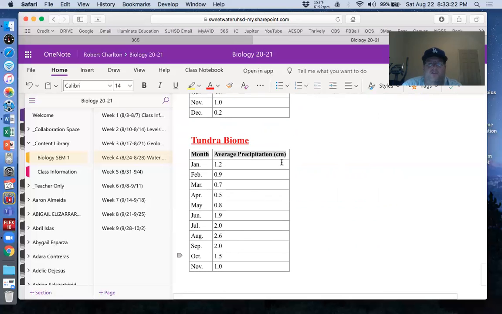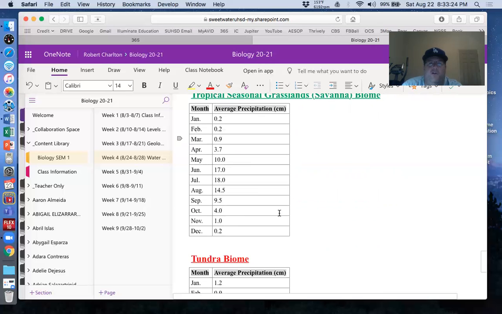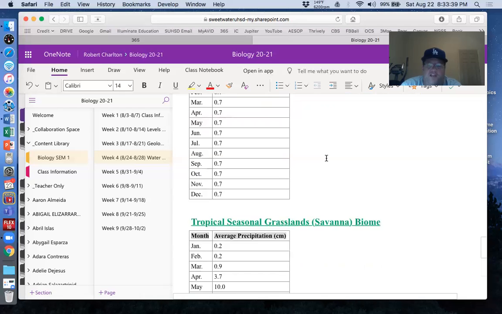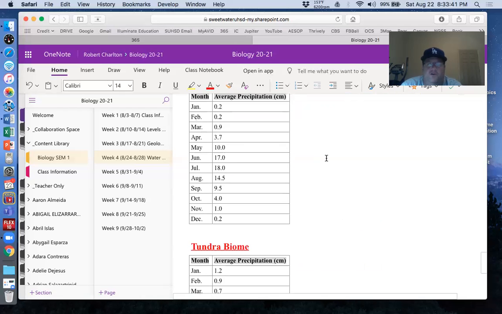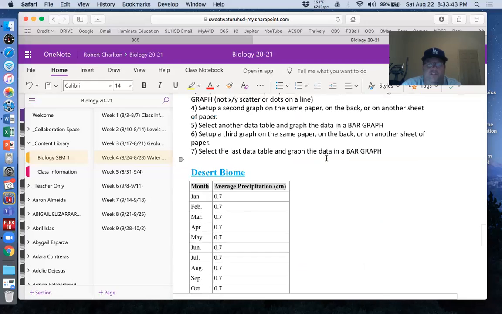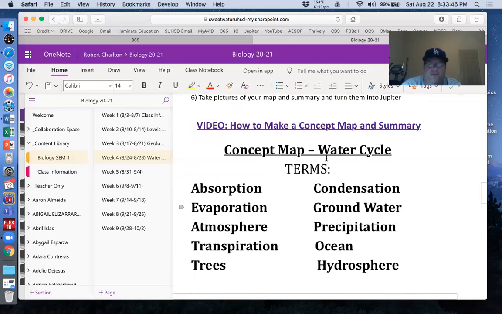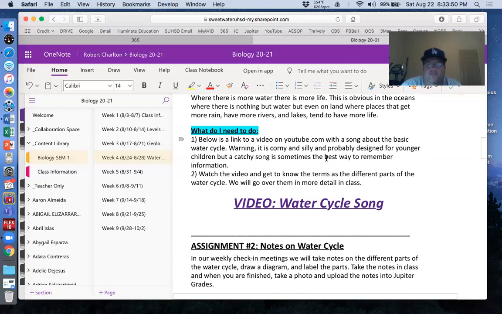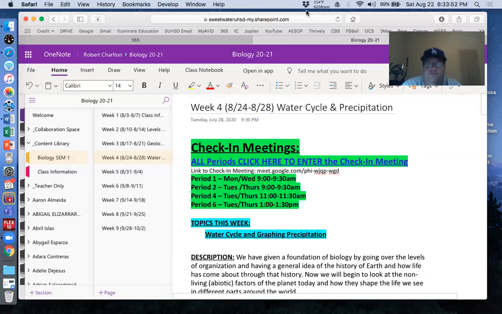So you'll have one graph for the tundra, one graph for the seasonal grasslands, and one graph for the desert biome. Now, we will probably do one of these graphs together as a class in the check-in meetings, which means that if you come into the check-in meetings and do the work with me, you'll only have 2 more graphs to make on your own. And again, no quiz. So 3 graphs. There's your 3 sets of data, concept map, and notes. And don't forget to watch the water cycle song. Like I said, pretty straightforward week.